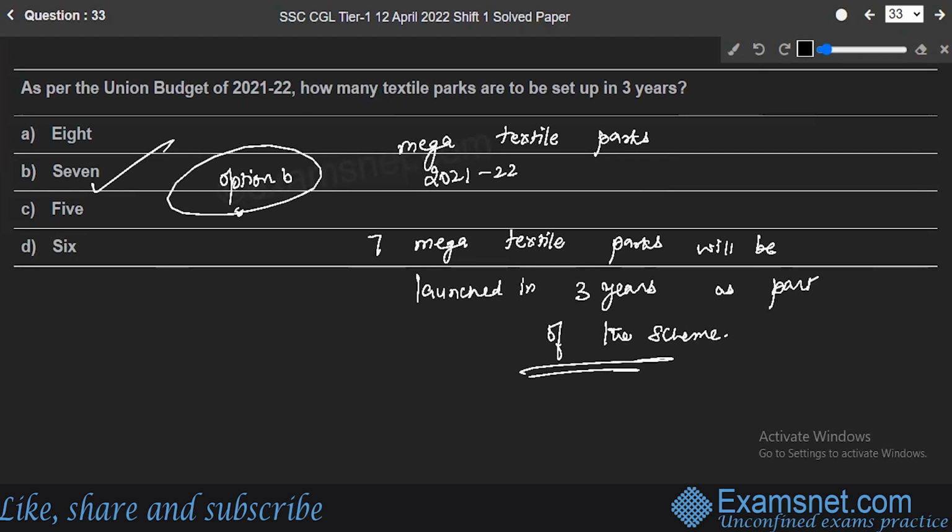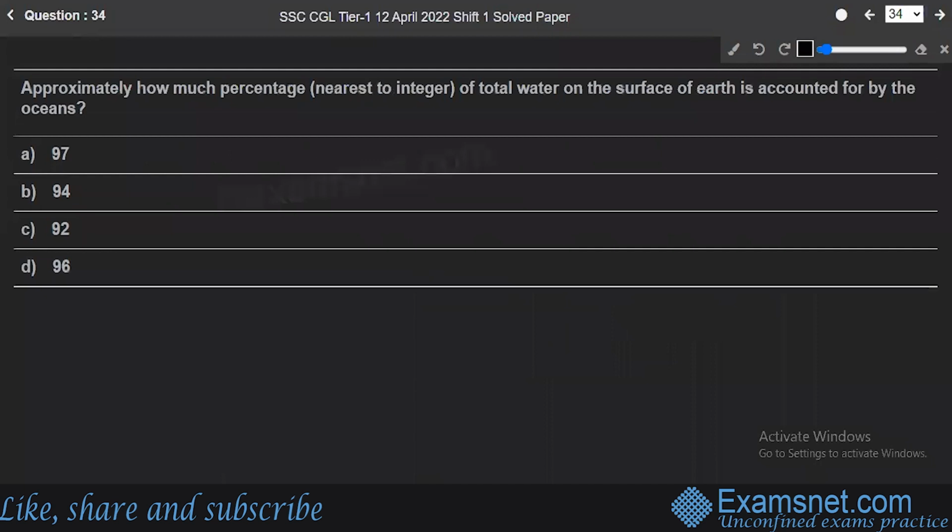Hope you understood this. Then let's move to the next question. Question number 34: approximately how much percentage, nearest to integer, of the total water on the surface of Earth is accounted by the oceans? 97%, 94%, 92%, or 96%? The correct answer to the question is 97%. Approximately 97% of the total water on the surface of the Earth is accounted by oceans only.